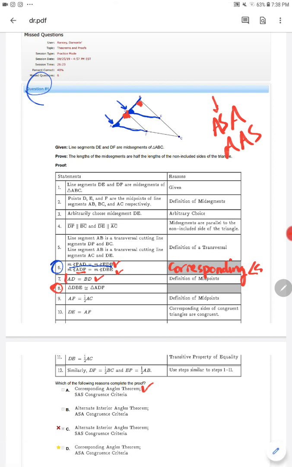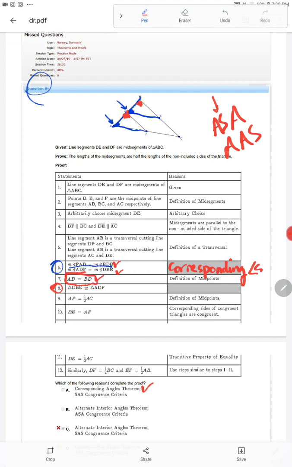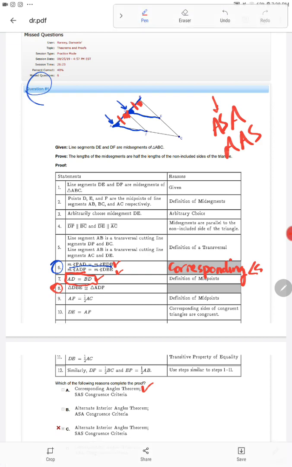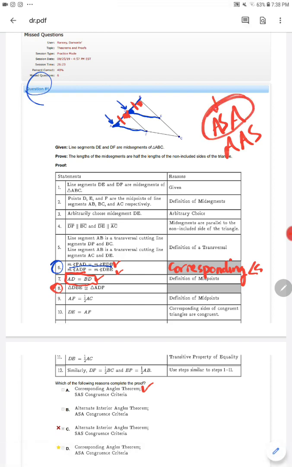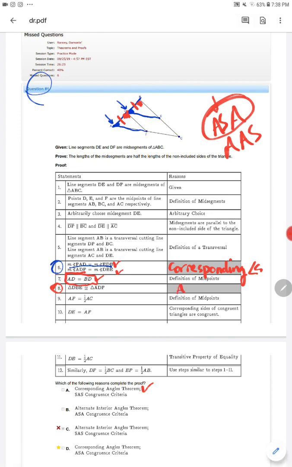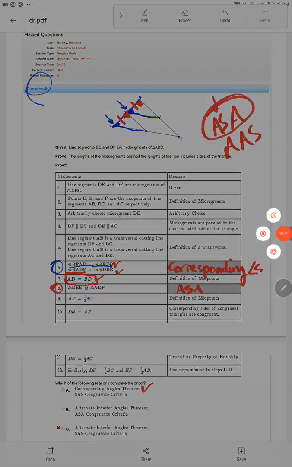It says side AD is equal to BD. AD is right here, BD is right here. So if you look at the pair, the blue angle and red angle has an included side in between them. So it would be this one right here. Corresponding angles, the first question's answer, and then angle side angle would be the second one.